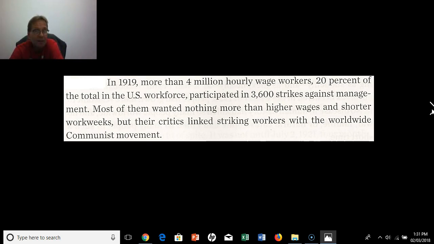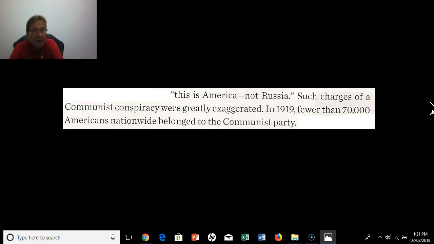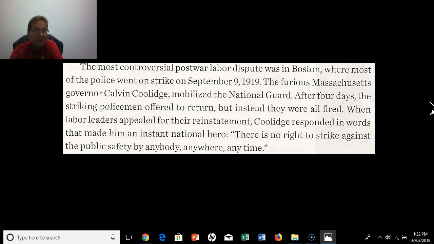What's happening with the economy? Strikes. Wage and price controls had ended and prices went through the roof. So many workers went on strike, and they want nothing more than higher wages and shorter work weeks. But critics are linking the striking workers with the worldwide communist movement that's now on the scene as a result of the Bolshevik Revolution. And people go, this is America, not Russia. Such charges of a communist conspiracy, though, were greatly exaggerated. In 1919, there's fewer than 70,000 Americans who belonged to the Communist Party.